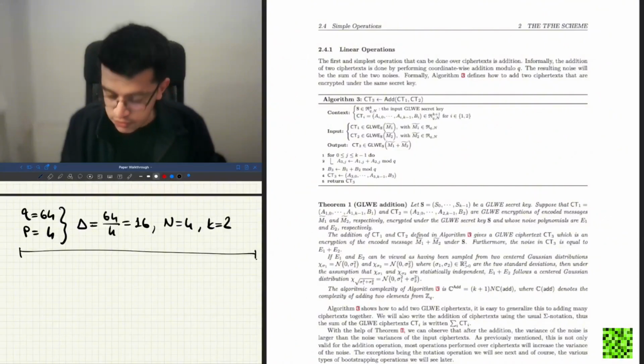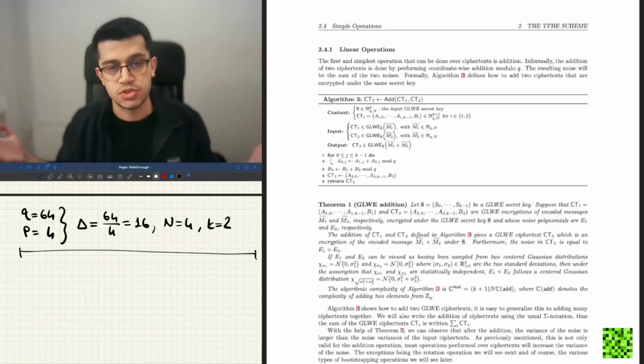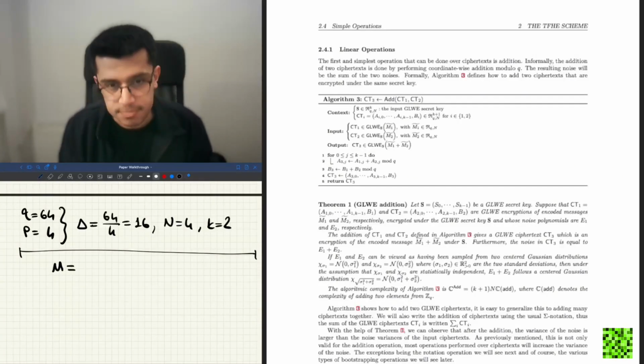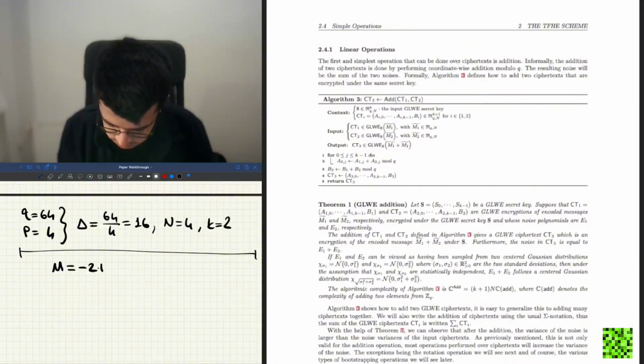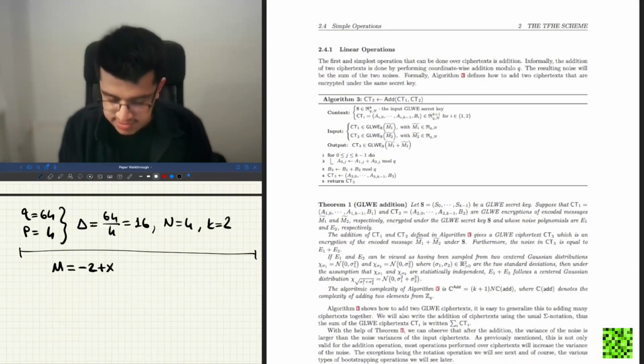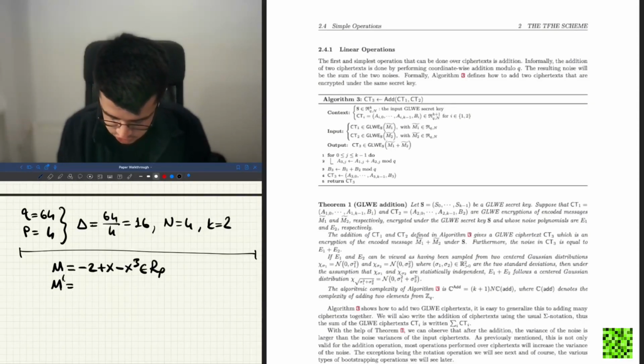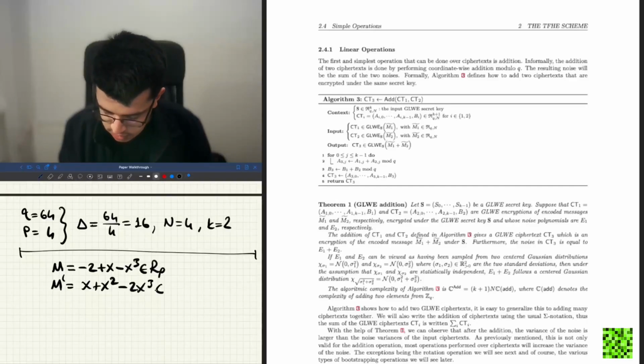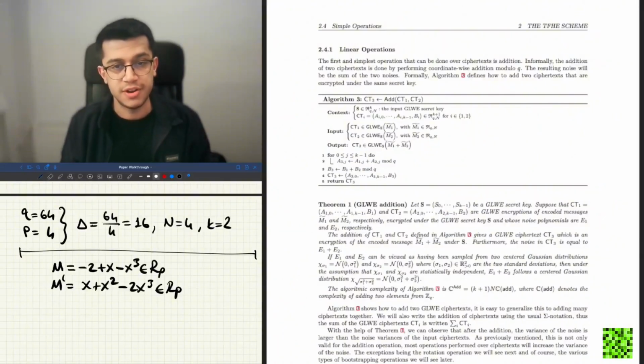Then we have 2 messages. We need 2 messages to encrypt and add. So let's say the first message m is equal to -2 plus x minus x cubed, which is an element of R_p, and our other message m prime is equal to x plus x squared minus 2x cubed, which is also an element of R_p. One more thing we need to perform the encryption is the secret key.